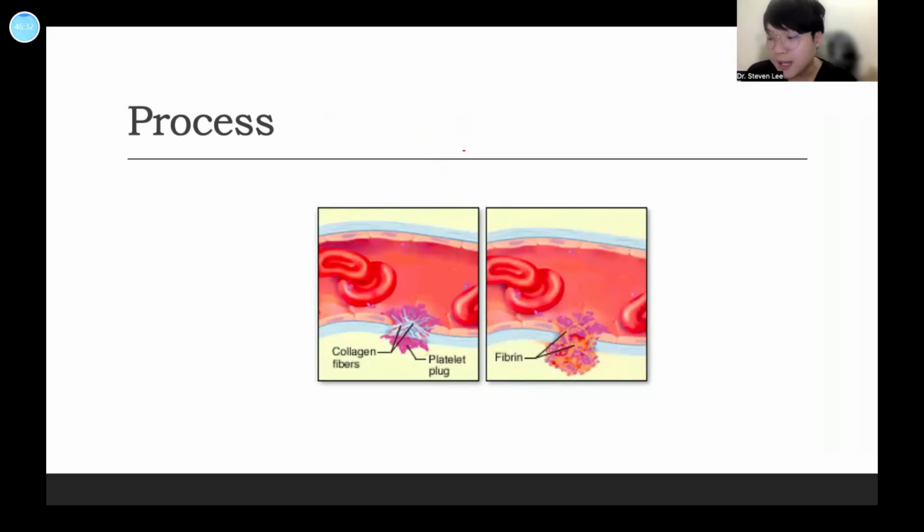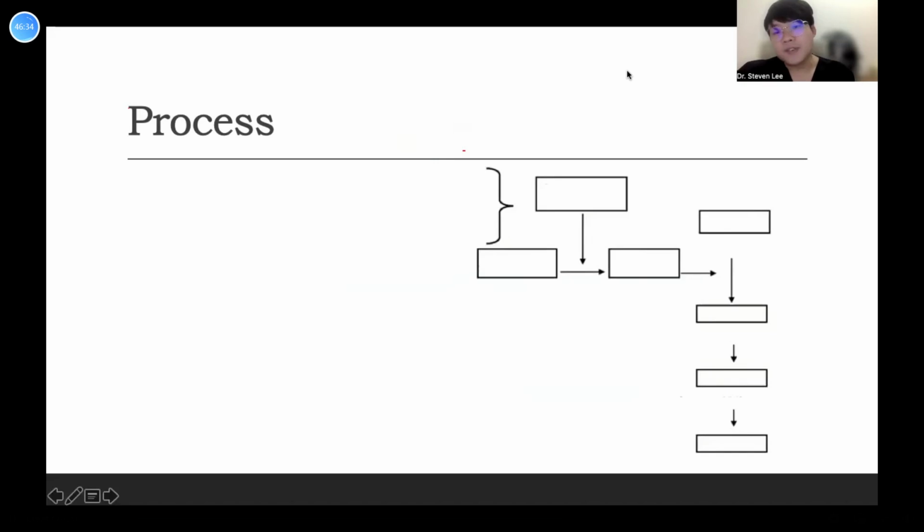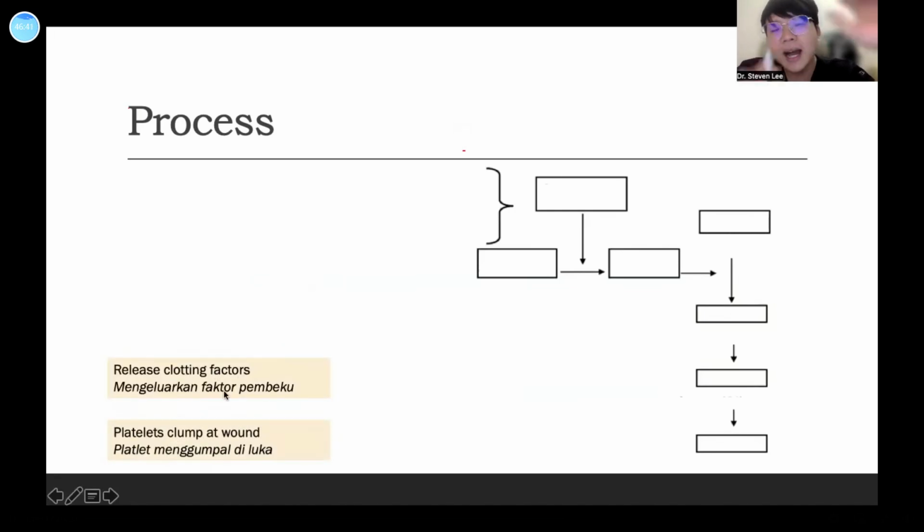So how are we going to go around with it? I'll show you the mind map. First of all, I'll show you the first 3 steps. Like I said just now, number 1, your platelets definitely need to come to the wound. They will clump at the wound, right? Then they will release clotting factors. Clotting factors are proteins. They have two importance. One is they make the platelets stick more firmly. Number 2, they help to trigger process number 2, which is the process to form fibrin. Then we call that a platelet plug is formed.